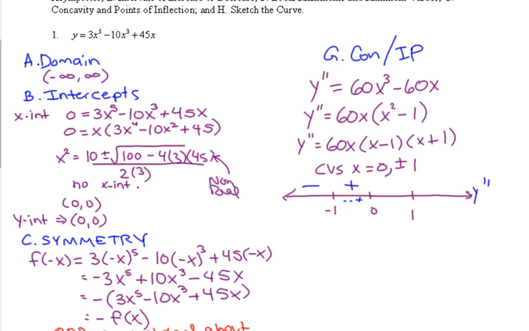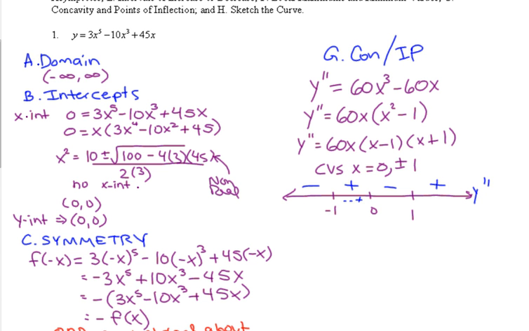Now, do we know what's going to be next? It's symmetrical about the origin, so it's always opposite on the other side. So it's going to be negative then positive. It's the opposite. We can go ahead and go through the test, but it's the opposite.